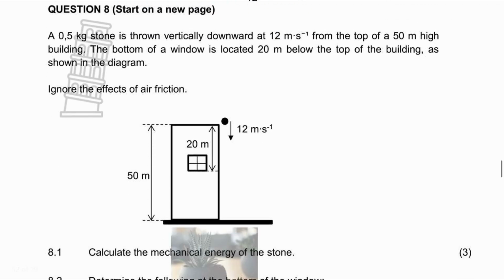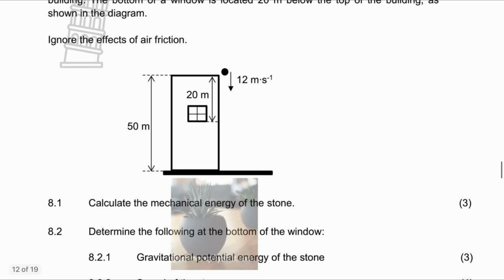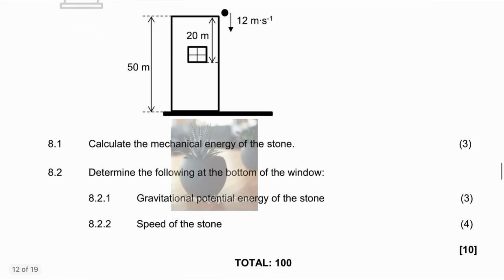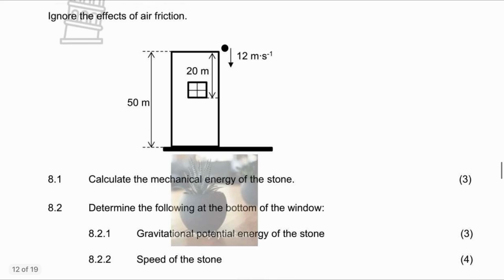Let's take a look at question number 8. A 0.5 kilogram stone is thrown vertically downward at 12 meters per second from the top of a 50 meter high building. The bottom of a window is located 20 meters below the top of the building as shown in the diagram. Ignore air friction, which means mechanical energy is conserved. Question 8.1, calculate the mechanical energy of the stone.